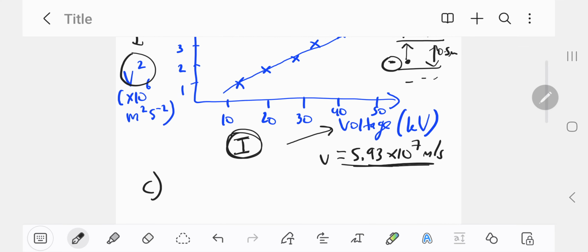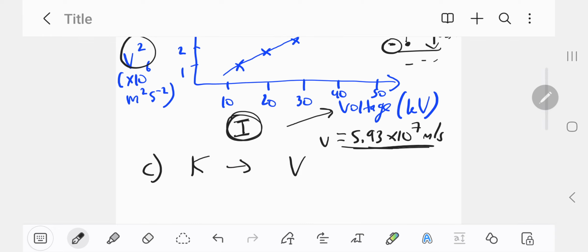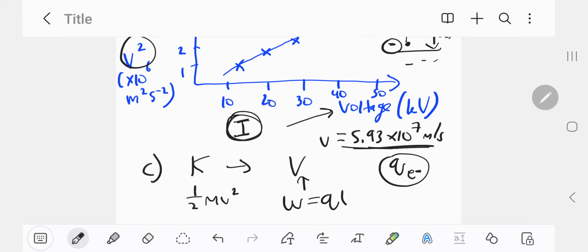How do we get charge? Well, we know that the electron's moving, so we need kinetic energy somehow. And we need to relate that somehow to the voltage, because it's moving through a potential difference. So what do we know about kinetic energy? We know that it's half mv squared. We know that for a charge Q moving in a potential difference V, there's work being done on it. So the formula involving the charge Q and the voltage, potential difference, is W equals QV.